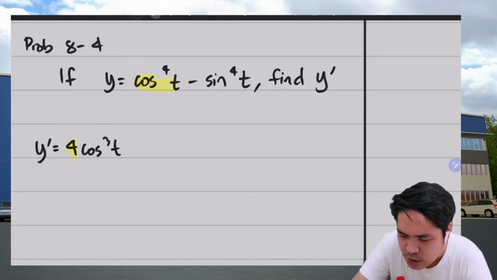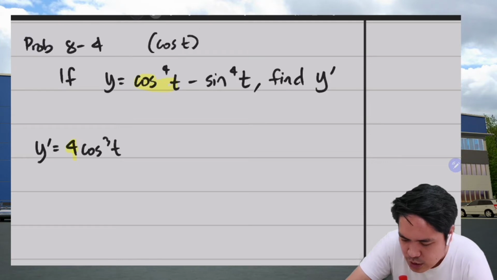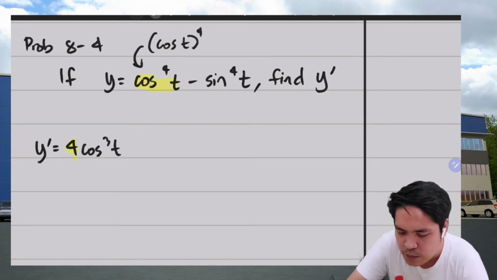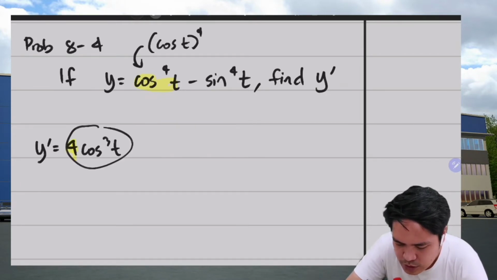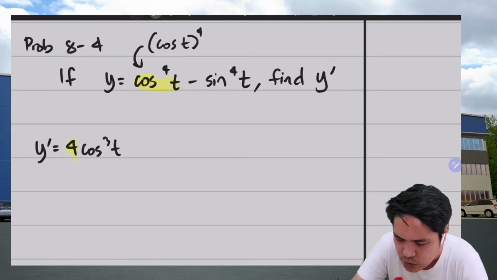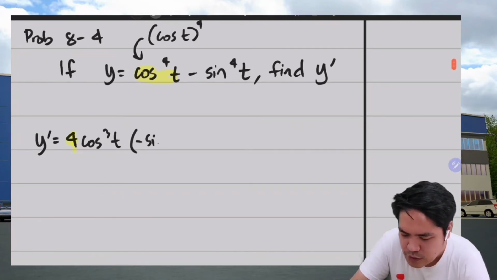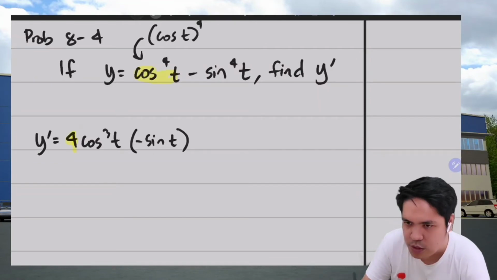Because this could be written as cosine t raised to 4. It's still the same. Cosine t raised to 4. So the derivative of the mother is this times the derivative of the baby, which is cosine t. The derivative of cosine is negative sine. So negative sine t times the derivative of t, which is 1.